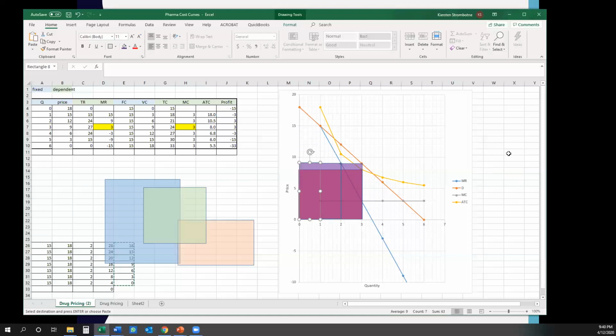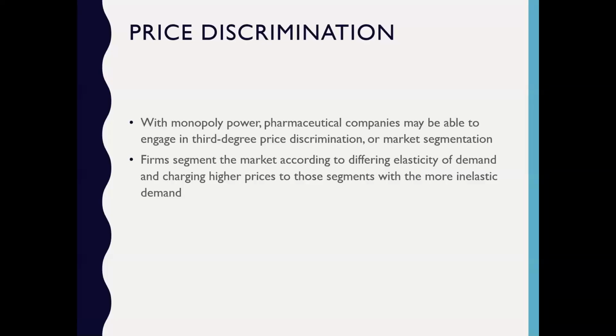Okay, so that's kind of the logic of price discrimination, is you capture as much of that consumer surplus as possible. And this kind of price discrimination, back to the PowerPoint, is unique to the pharmaceutical market. Well, not unique, but especially prevalent in the pharmaceutical market.